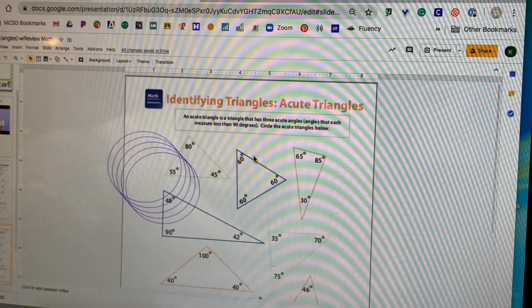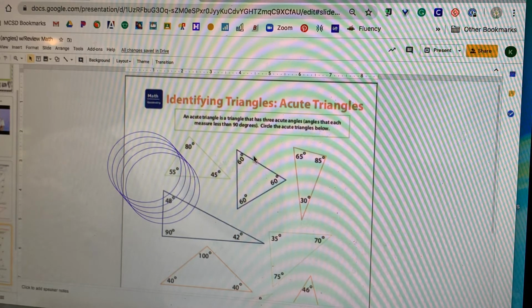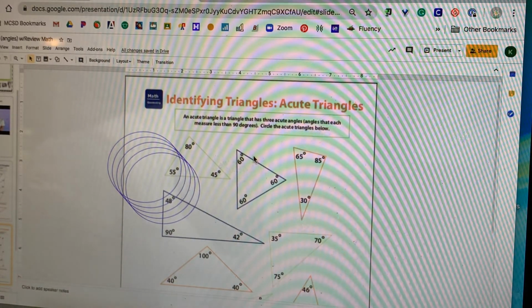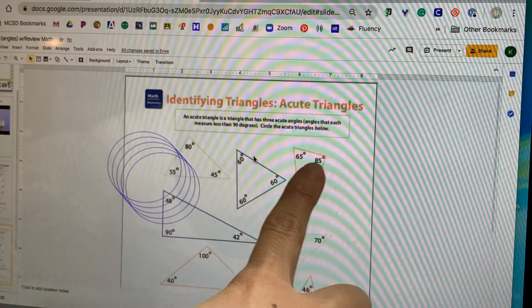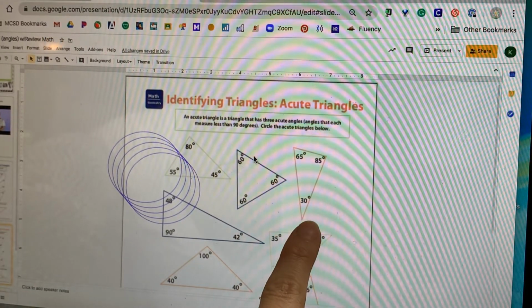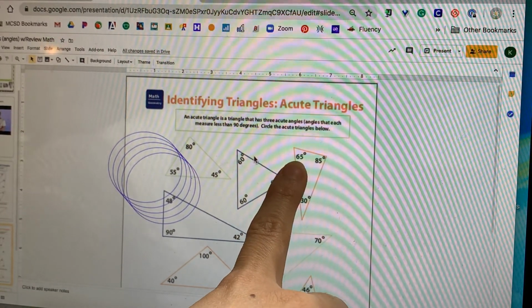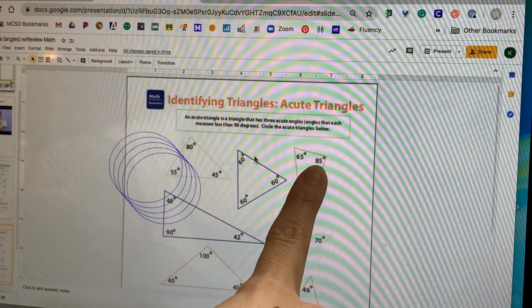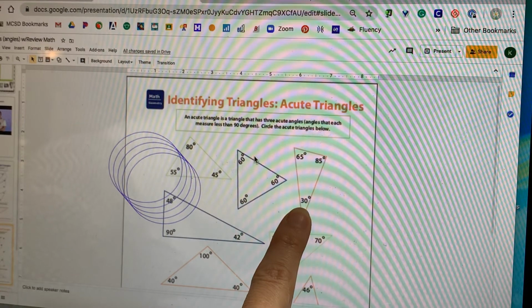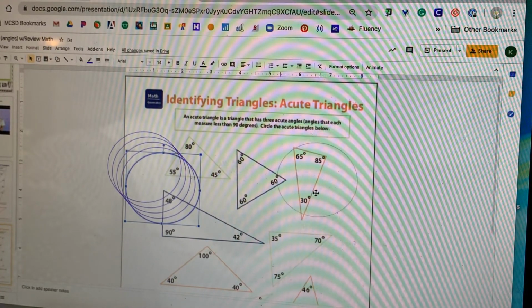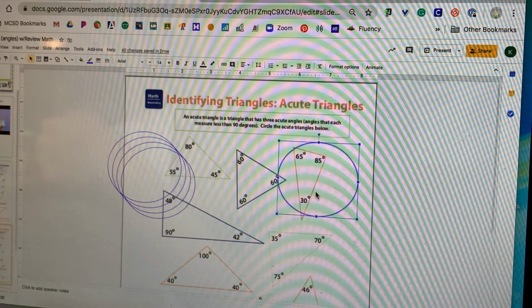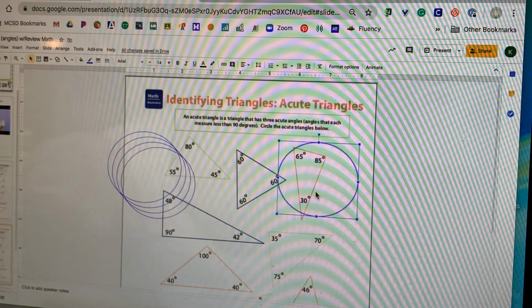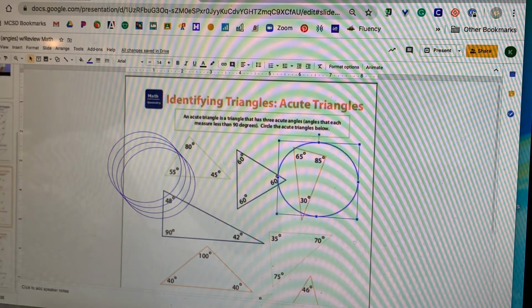And now we're going to do acute triangles. Remember, an acute triangle is a triangle that has 3 acute angles. That means it has to have less than 90 degrees on every angle. As long as it has less than 90 degrees on every angle, it's an acute triangle. So this one's 65, which is less than 90, 85, which is less than 90, and 30 degrees, which is less than 90. So I'm going to drag one of my circles over here and put it around that triangle because that's an acute triangle. You're going to pause the video and finish that page.